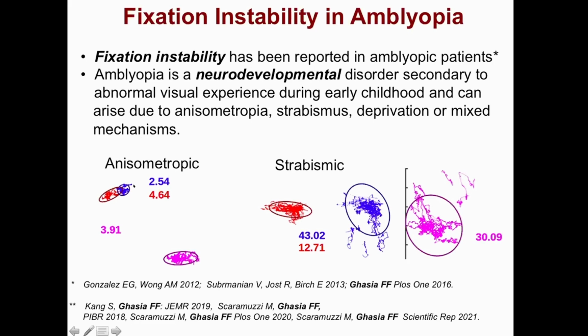Another way to evaluate fixation instability is to look at the instability in depth, and this is measured with vergence BCEA, where you take the difference in eye position between the two eyes, and as you would expect, strabismic amblyopes have greater vergence instability as indicated by these pink traces.